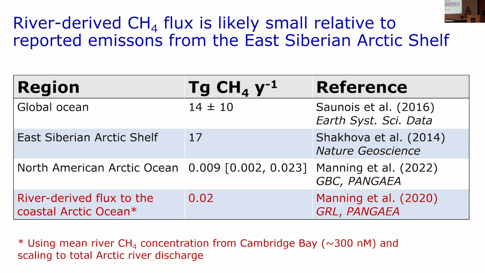And so if I just do a simple calculation and assume that all rivers in the whole entire Arctic have the same volume-weighted concentration as what we saw in Cambridge Bay, which is around 300 nanomolar, I get a flux of 0.02 teragrams of methane. So still much lower than has been reported for the East Siberian Arctic shelf. I do have some data from a large river in Russia, which also had very similar concentrations to this. So I don't think this is a totally unreasonable number. And again, to go from 0.02 teragrams to 17, we would really need to bump up that methane many orders of magnitude.